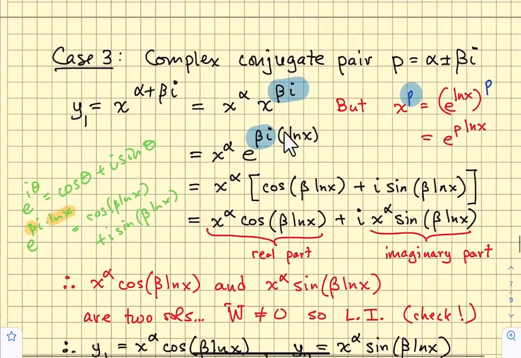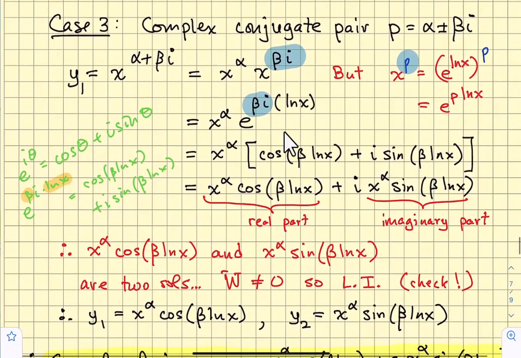Now for case 3, suppose you have a complex conjugate pair of roots, so p is alpha plus or minus beta i. Well, then one solution will be x. Remember, we were looking for solutions of the form x to the p. So if this is our p, let's just grab the positive one first. One solution will be x to the alpha plus beta i. We can split that as x to the alpha times x to the beta i.